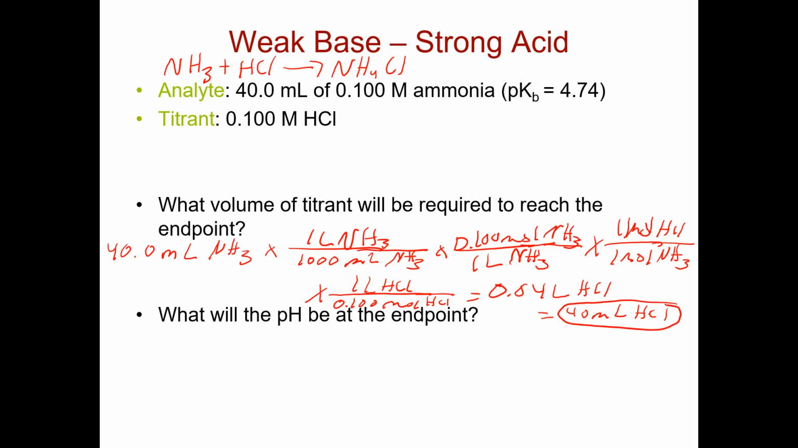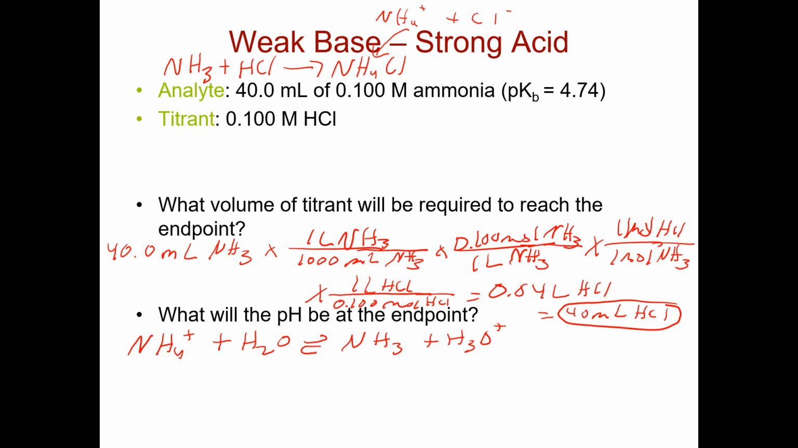So then we want to know what the pH of this is at the end point. At the end point, we don't really care about the chloride because that doesn't affect our pH. So ammonium chloride would give us ammonium ions and chloride ions, but all we really care about is the ammonium ions. So this is aqueous, which means that our ammonium ions are in water, and that's going to give us ammonia and H3O+.